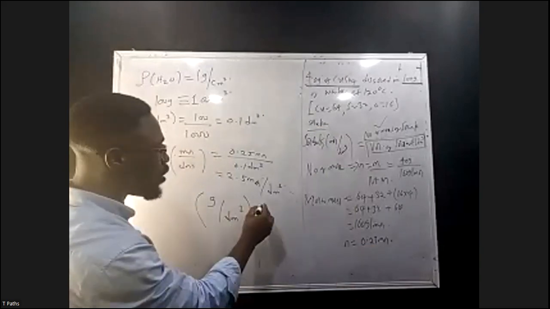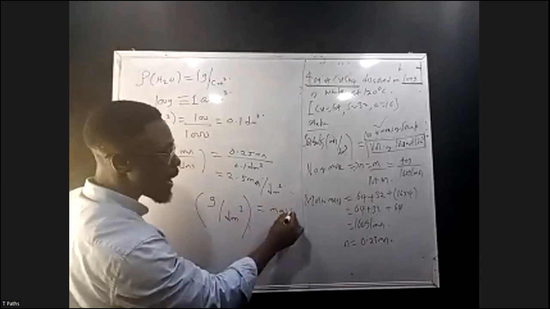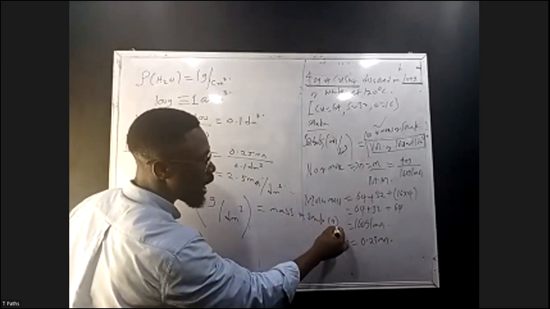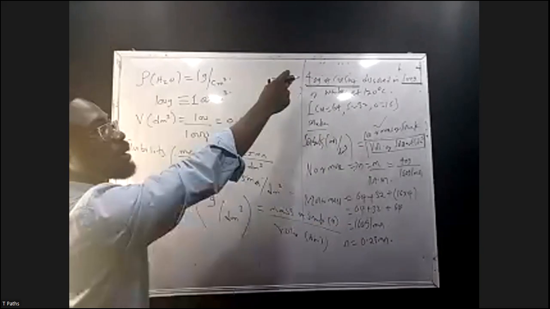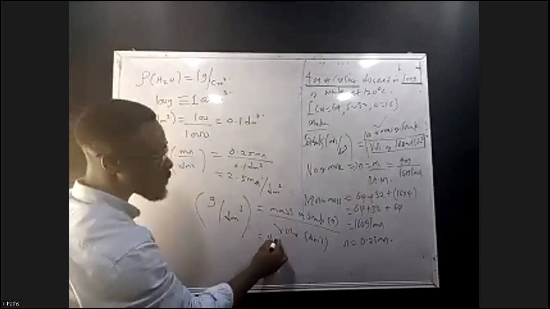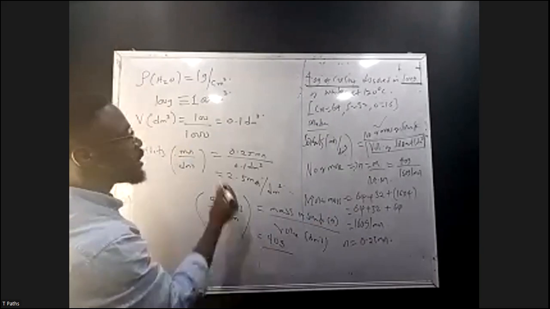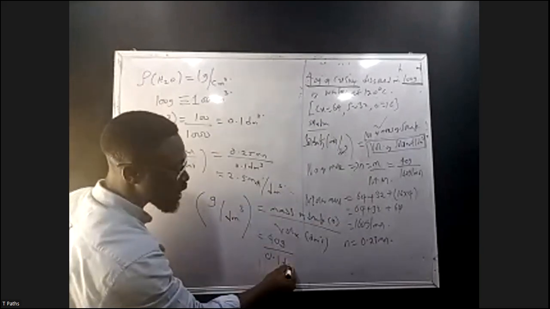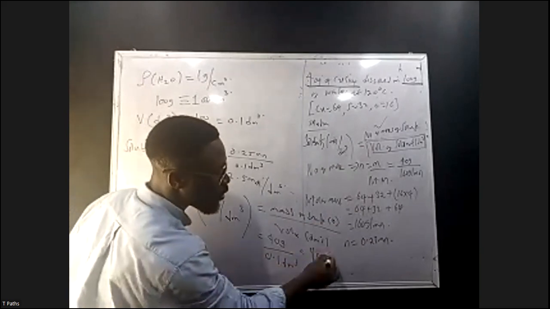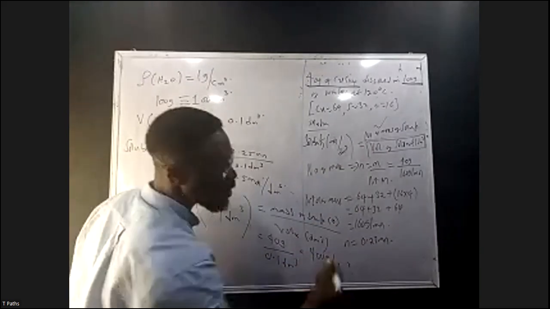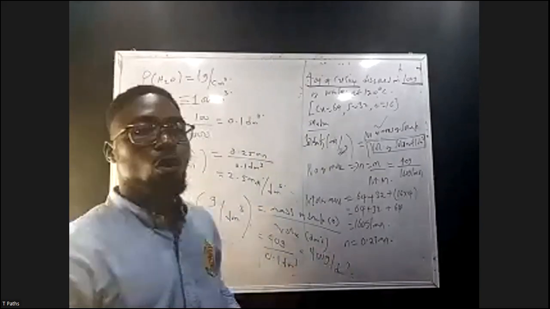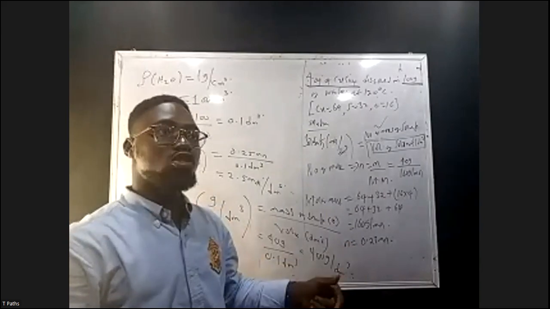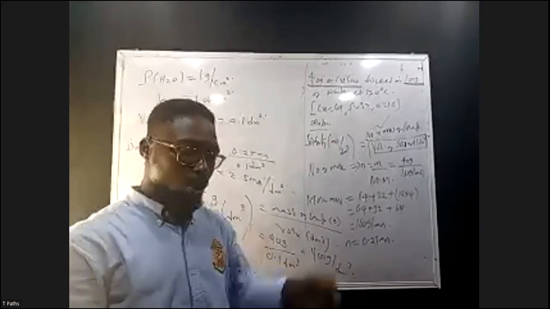In that case, all you need to do is the mass of the solute in gram over the volume of the solvent in dm cube. The mass of the solute is 40 gram over the volume of the solvent that we have solved, 0.1 dm cube. That will give you 400 gram per dm cube. I've already solved the question. So you have to always look out for what unit the question is asking for. Is it gram per dm cube or mole per dm cube?